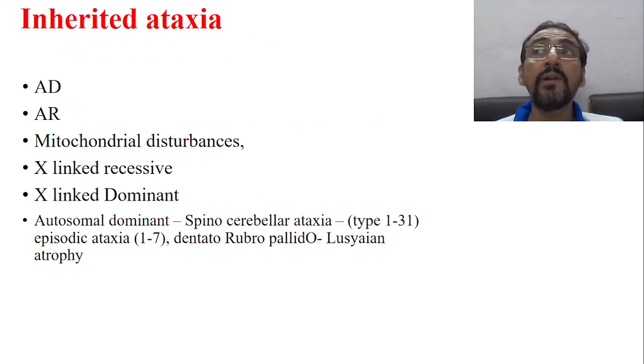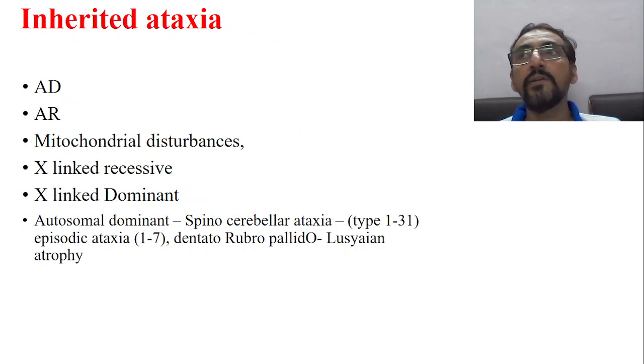Similarly, now important is inherited ataxia. In children this is very common. Autosomal dominant disorders are there which cause ataxia. Autosomal recessive disorders are there which cause inherited ataxias. Mitochondrial inheritance will be there, X-linked recessive will be there, and X-linked dominant will be there.